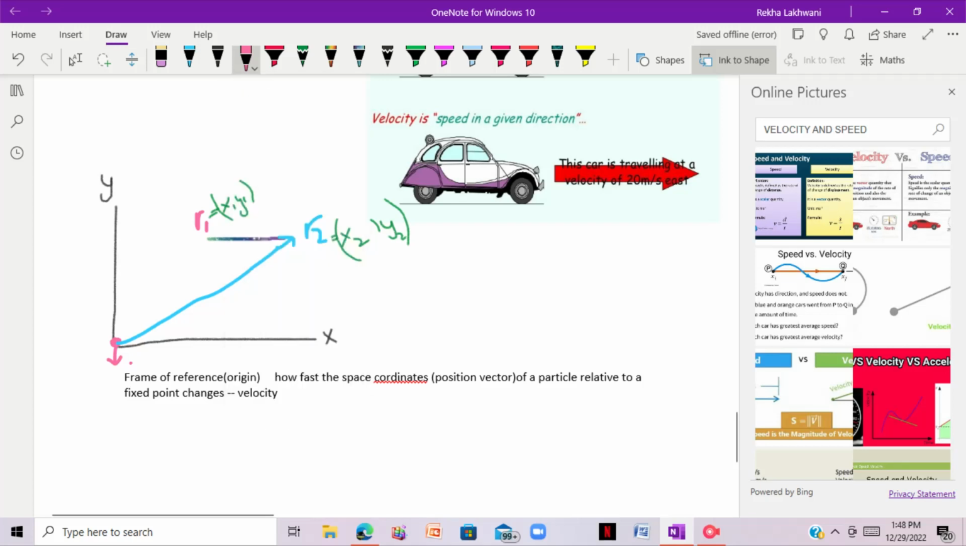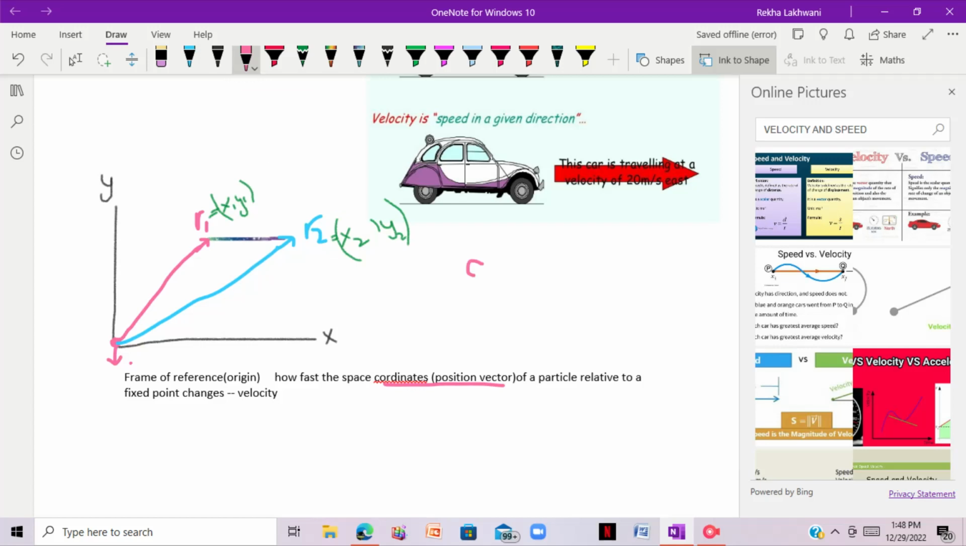So we can say displacement upon time is velocity. Then you will ask, what is speed? Distance upon time is known as speed.